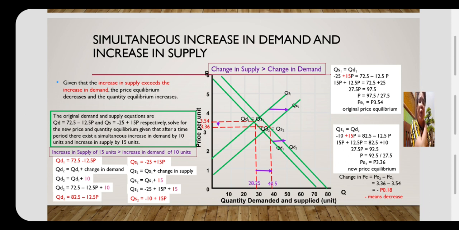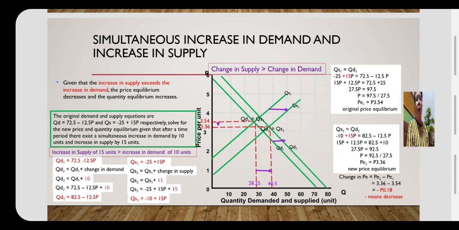Now, QS1 plus 15 is our new supply equation, where QS1 refers to the original supply equation. So that the new supply equation now is negative 25 plus 15P plus 15, where the original supply equation is negative 25 plus 15P. So to simplify, our new supply equation now is negative 10 plus 15P.